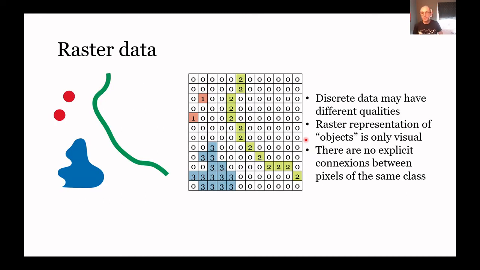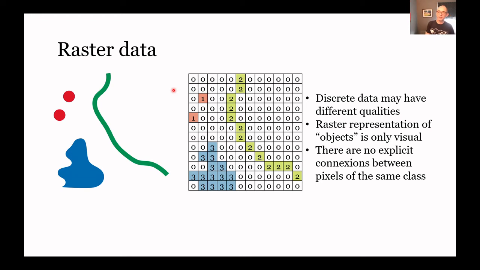So discrete data looks like this, sort of. Here we have a couple of points and a polygon and a line. So maybe these are houses and this is a lake and this is a road. And we can see that here we have our cells. We have a 0 there. Nothing here. There's nothing here. There's nothing here. Something happens and it's a 2.